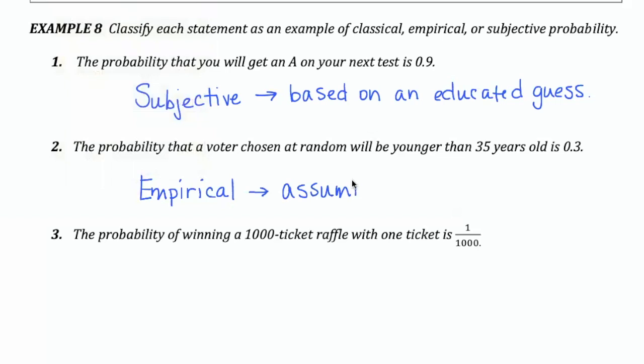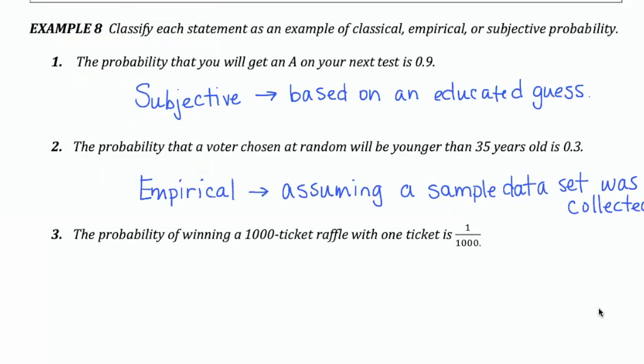I am assuming a sample data set was collected. If you were just to walk up to me and ask me my opinion about the probability of a voter being younger than 35, and I just give you a number off the top of my head, that would be an example of subjective. And lastly, the probability of winning a 1,000-ticket raffle with one ticket is 1 out of 1,000.